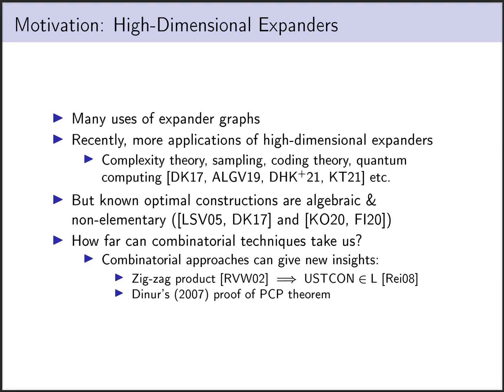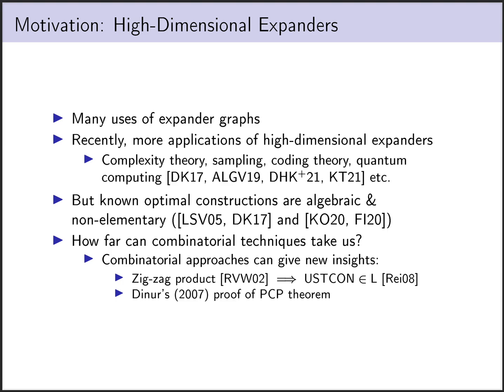Now to motivate this work, you may recall that there are many uses of expander graphs throughout CS and theoretical CS. And recently, there's been more interest and more applications of high-dimensional expanders. Just to list a few examples, there have been some surprising and interesting applications to complexity theory, specifically to agreement tests, to sampling, to coding theory or list decoding, and to quantum computing or quantum codes. This list isn't meant to be comprehensive, but the basic idea is that there have been a number of recent interesting applications of high-dimensional expanders.